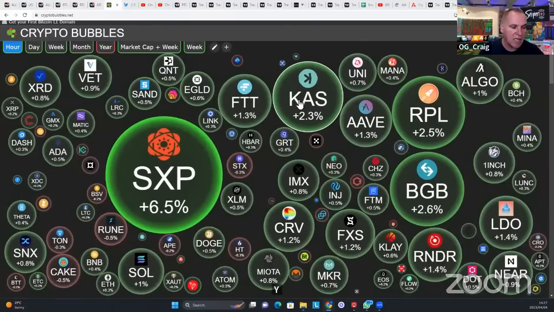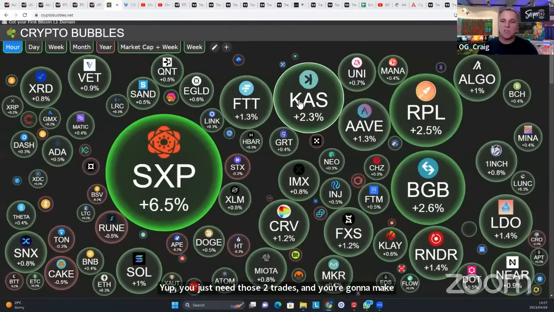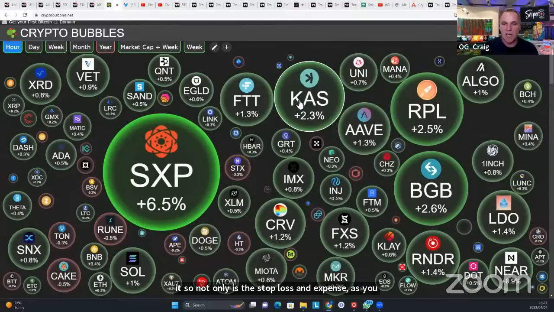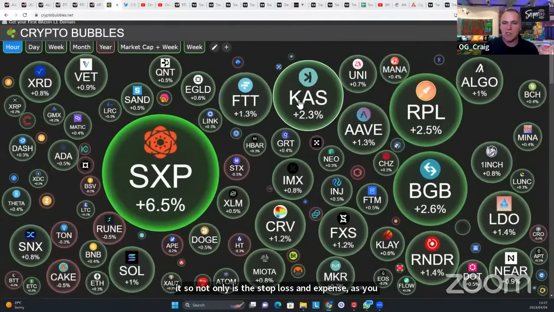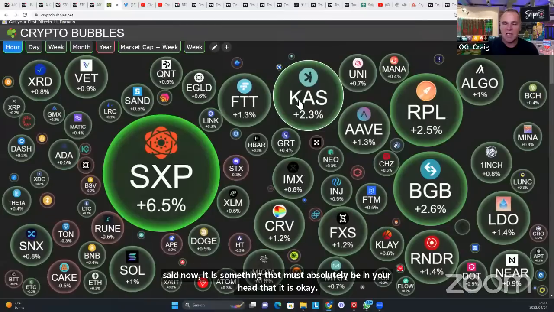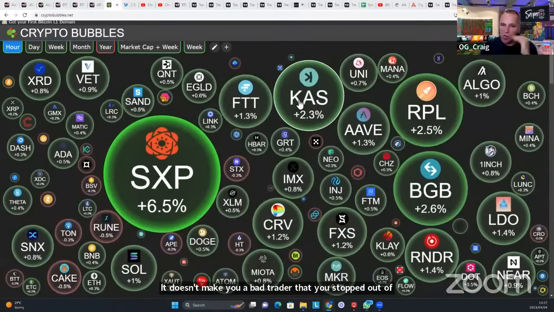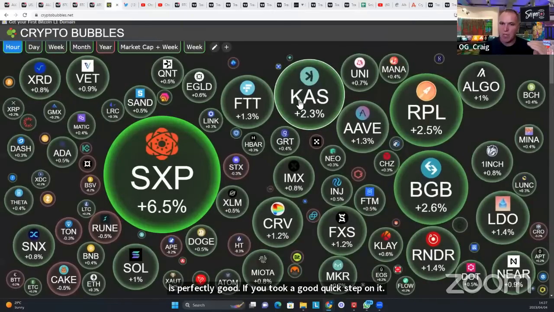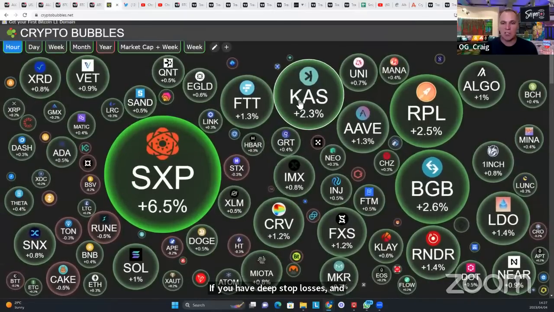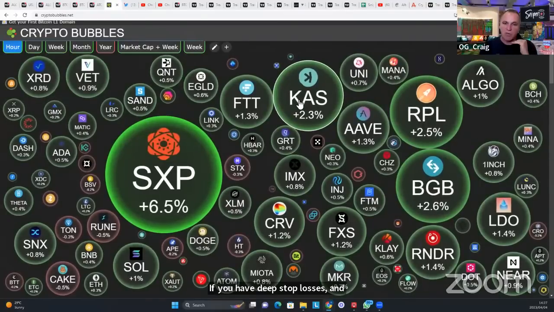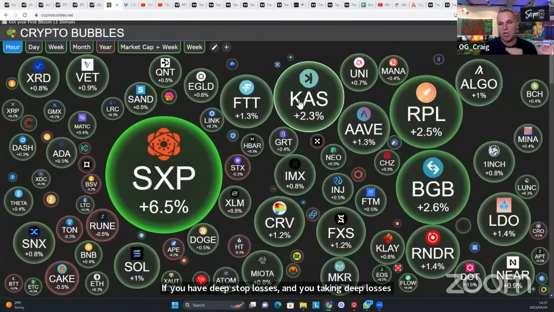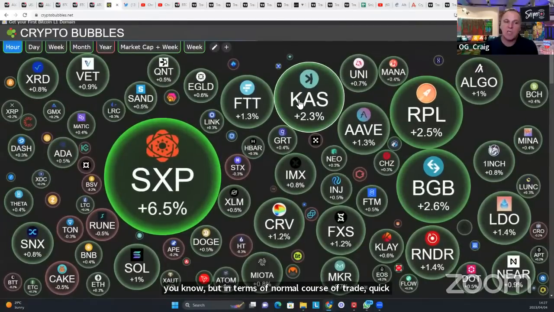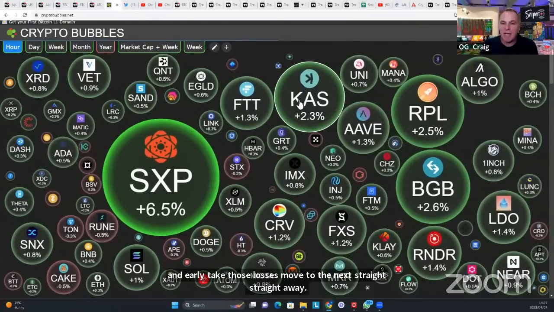So not only is the stop loss an expense, as you say it now, it is something that must absolutely be in your head that it is okay. It doesn't make you a bad trader that you stopped out of 8 out of 10 trades. It is perfectly good if you took a good, quick stop on it. If you have deep stop losses and you're taking deep losses, then you've got to start questioning your strategy, but in terms of normal course of trade, it's quick and early. Take those losses, move to the next trade straight away. Don't let it affect your emotions. Don't let it say anything about how bad a trader you are.